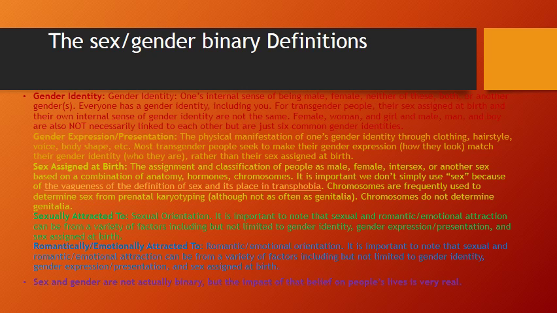Sex assigned at birth is what someone is assigned based on male, female, intersex, something else based on anatomy, hormones, and chromosomes. Chromosomes don't determine genitalia.